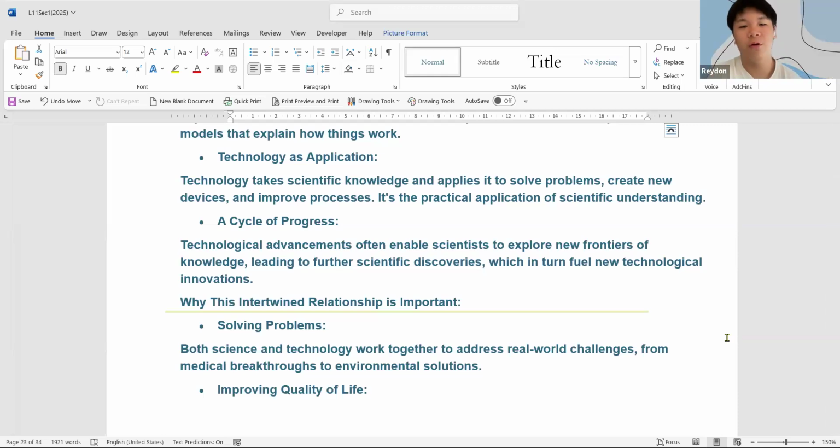A cycle of progress. Technological advancements often enable scientists to explore new frontiers of knowledge, leading to further scientific discoveries, which in turn fuel new technological innovations.